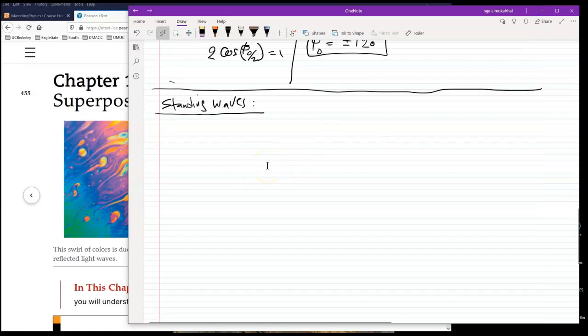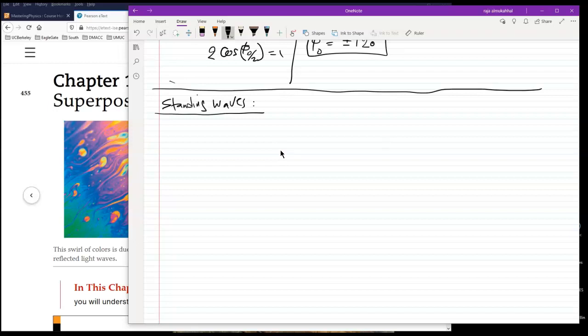So basically, a standing wave is when you have two waves. One wave is moving in one direction, and the other is moving in the opposite direction. Both waves are identical. Then they overlap, and they form what is called a standing wave pattern. Okay. So let me show you some mathematics of this.